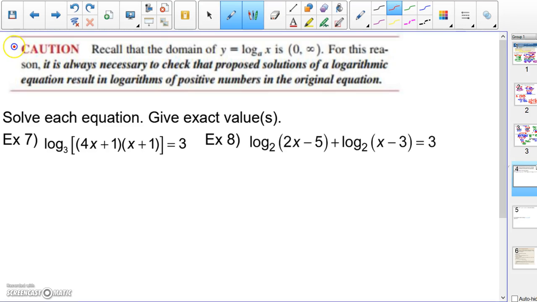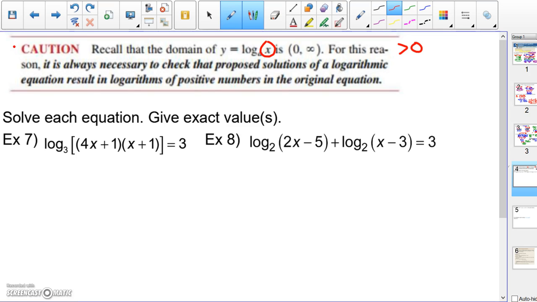They start us off here with a word of caution, and we've already talked about it. It's talking about the domain of log base a of x, which is 0 to infinity. They're just telling you to make sure that this is greater than 0. So make sure you check that.